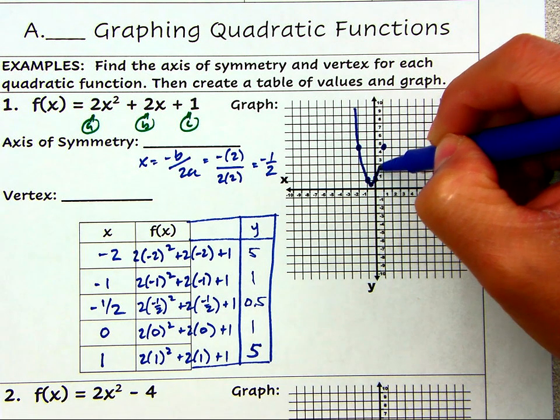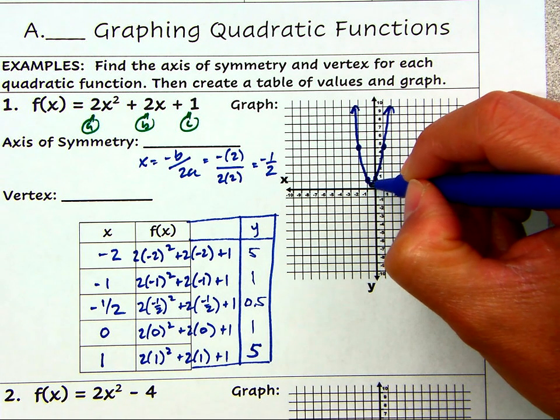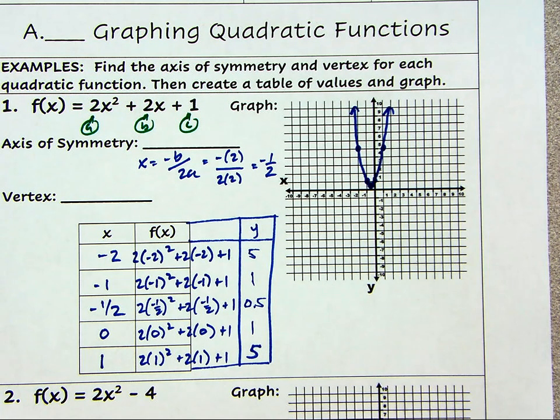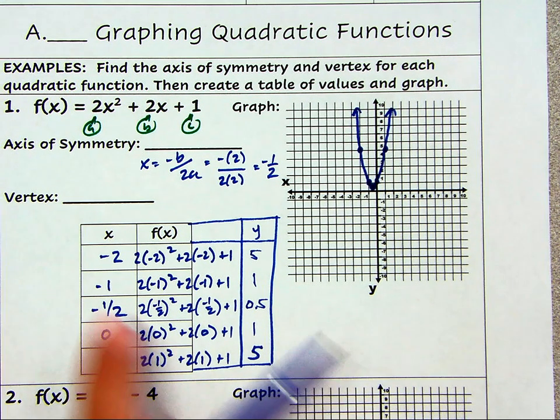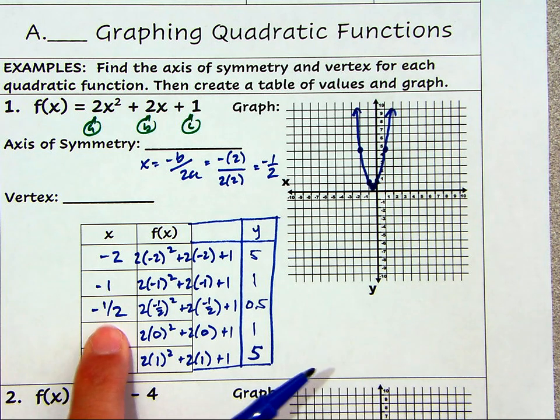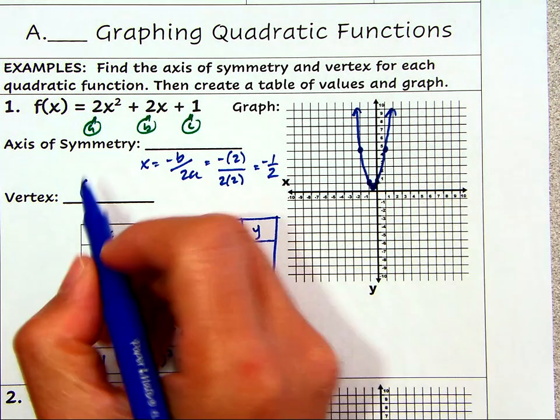Okay, remember our vertex was right there. All right, so the vertex is kind of that unique point there right in the middle. And the coordinates were negative 1/2 and positive 1/2. Okay, I'll write them as decimals, I guess. Negative 1/2, positive 1/2.